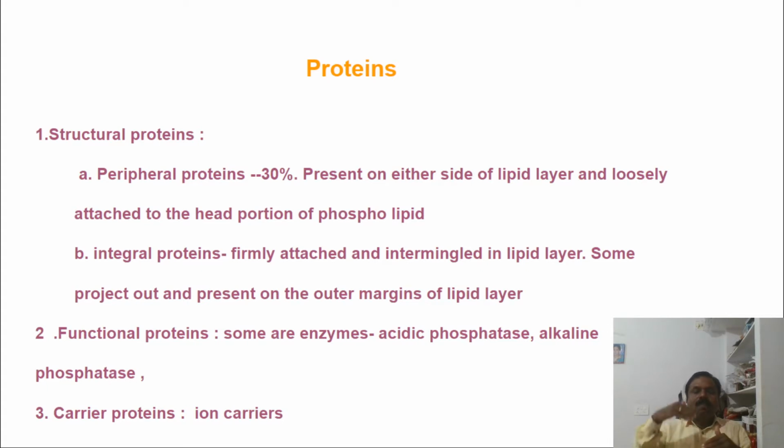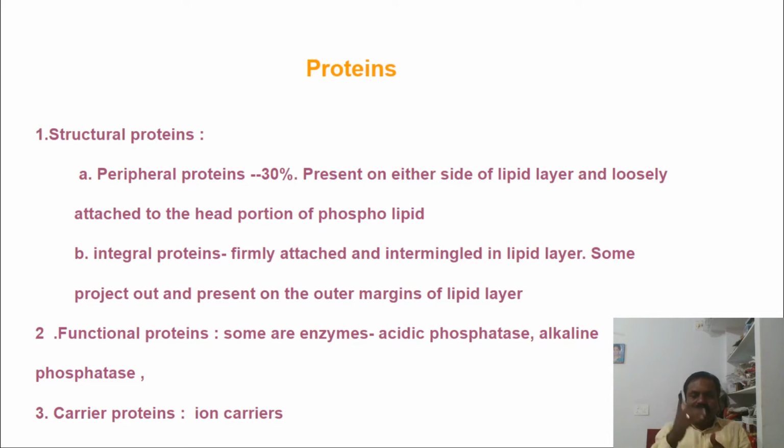Sometimes some portion of the integral protein projects out and they may be present on the margin of the lipid layer. So these are the structural proteins. They are involved in the formation of the plasma membrane.